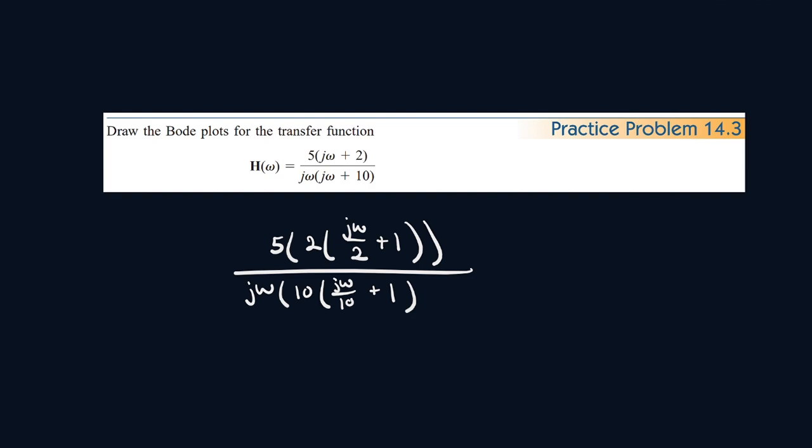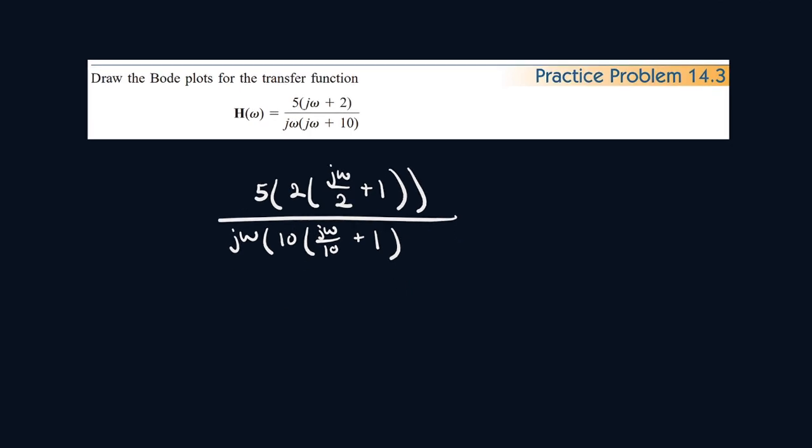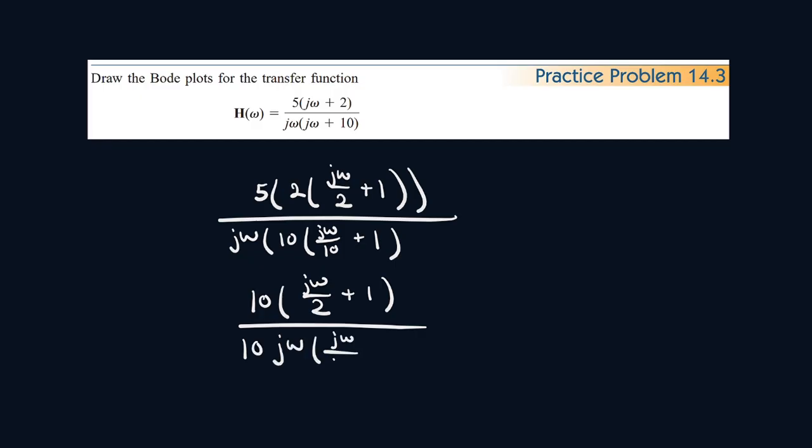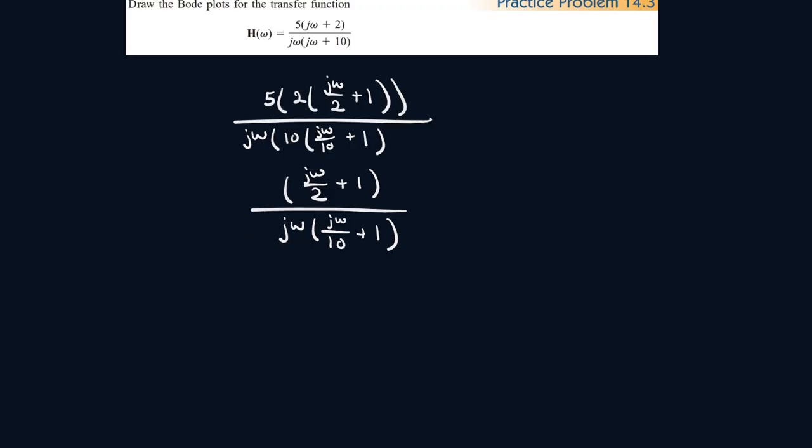Okay, and then this becomes jw over 2 plus 1, 10 jw times jw over 10 plus 1. This and this are gone. Okay, now next we do is take log base 10 of all of this.